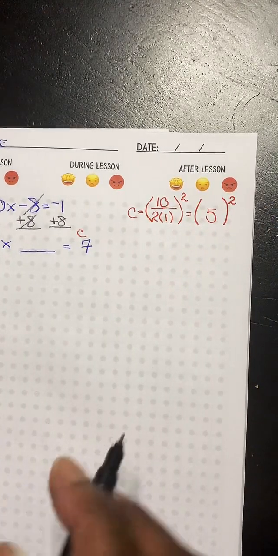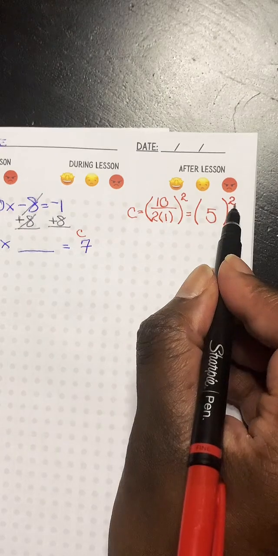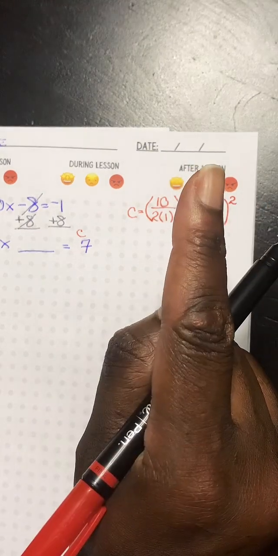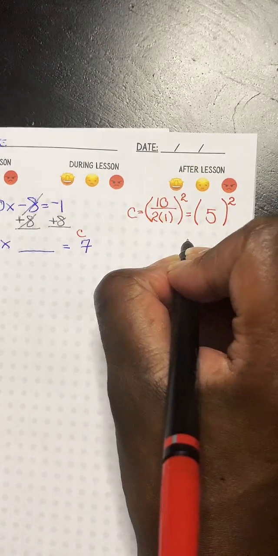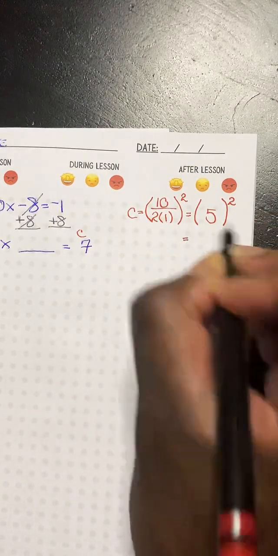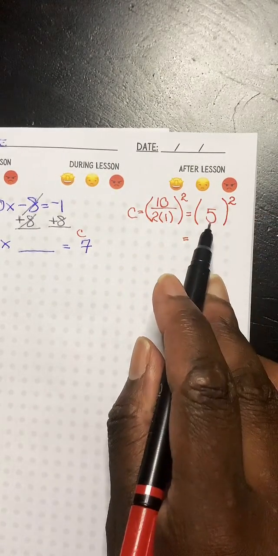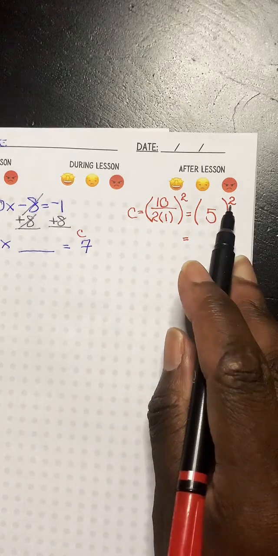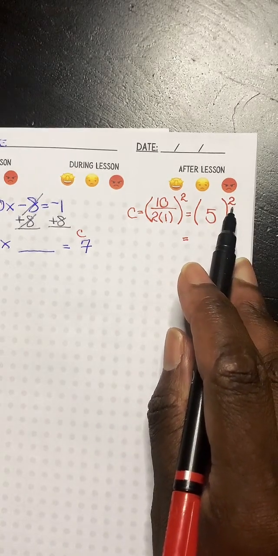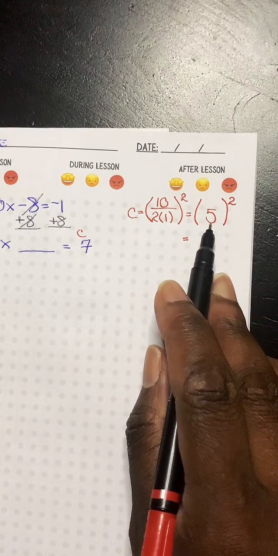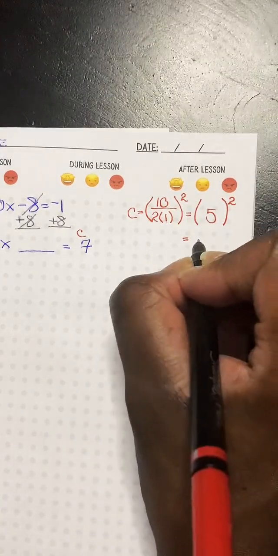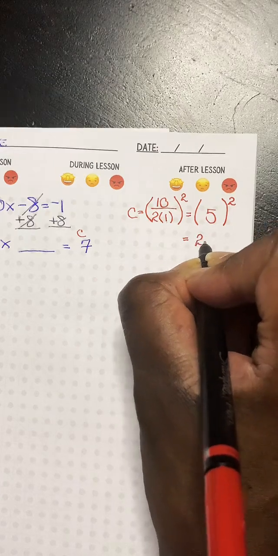So now I want to know what 5 squared is. It's not 10. Don't do that to me, okay? 5 squared means 5 times 5. This small little 2, that's your exponent. That's telling you that you are multiplying that base by itself twice. So my C value is going to be 25.